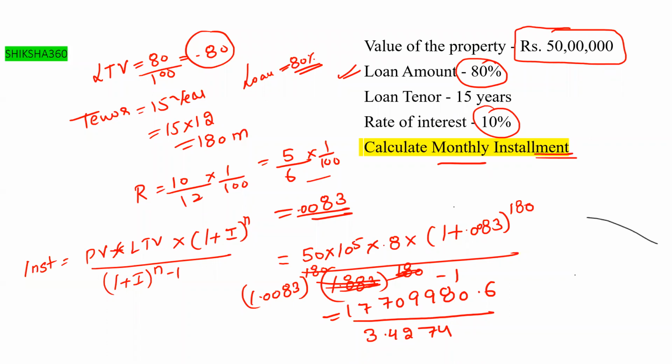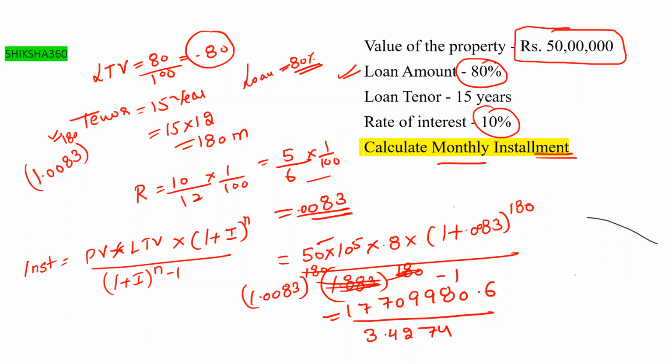And this one is 50 lakh. Clear? This one is 50 lakh. So many students are facing issues. Sir, how can we calculate 1.0083 power 180? So I will update one video in the group on how you can calculate the long powers.